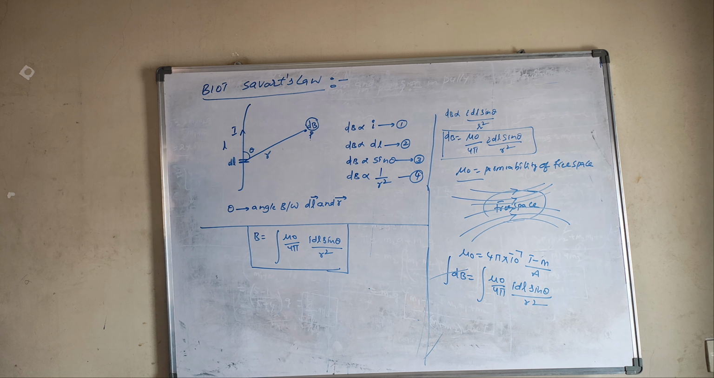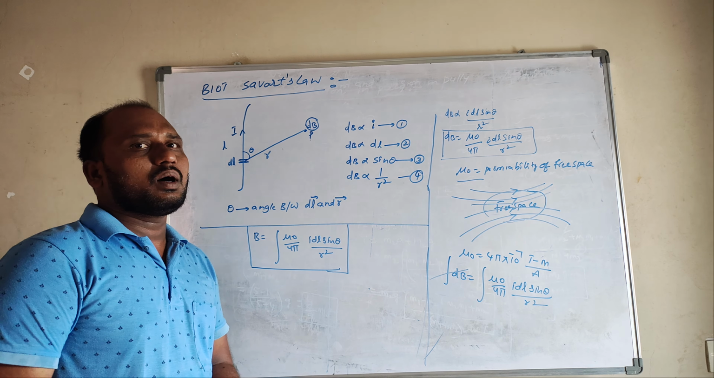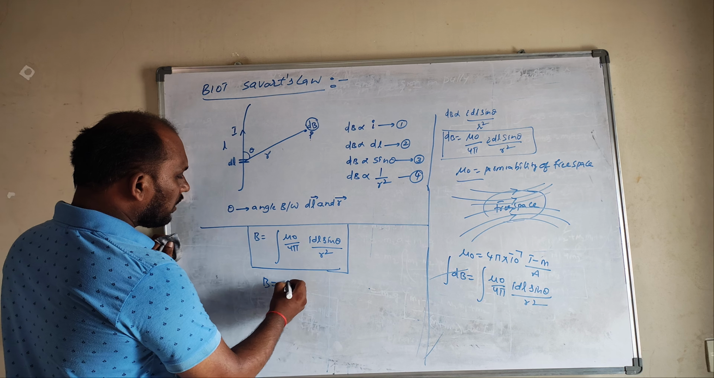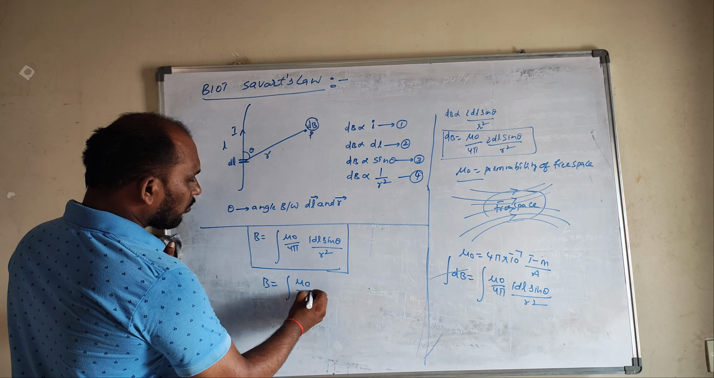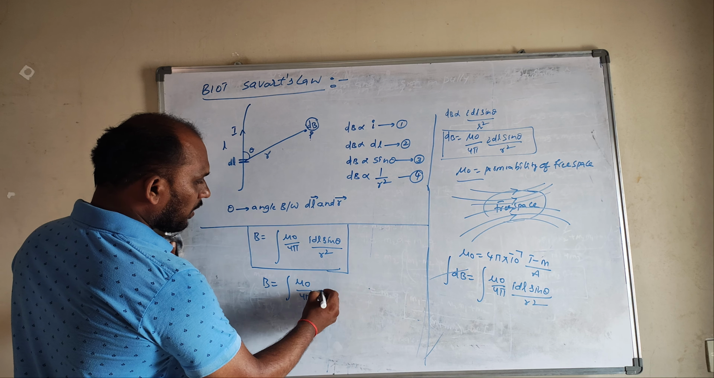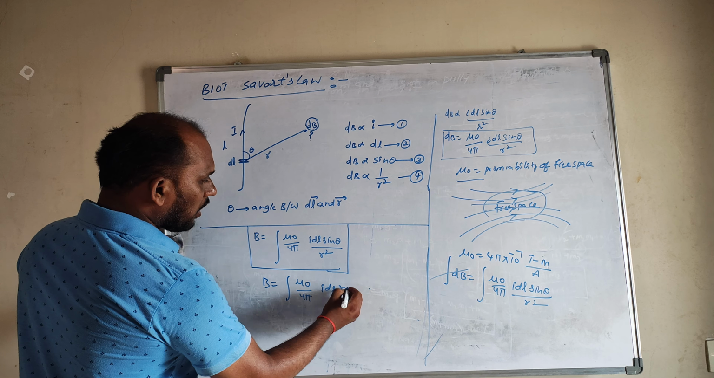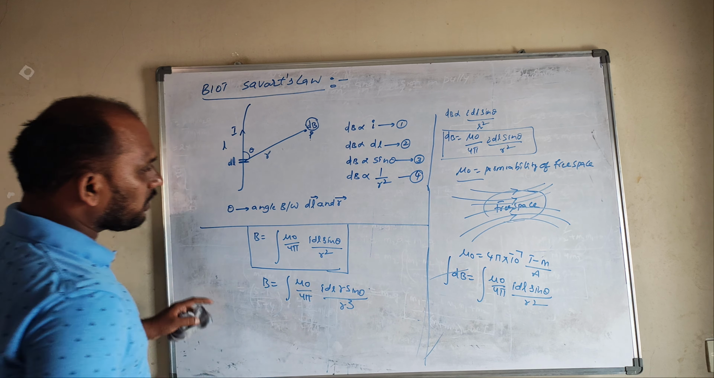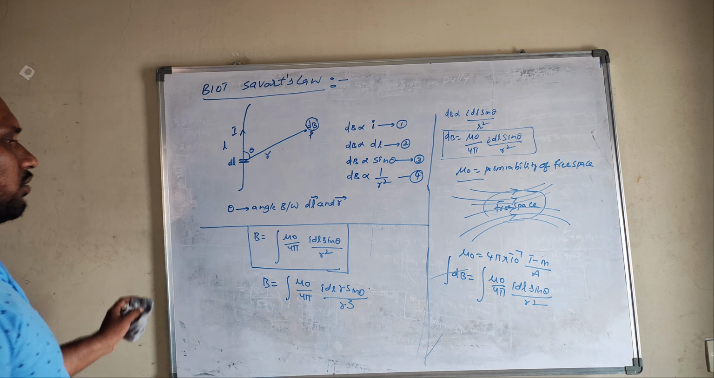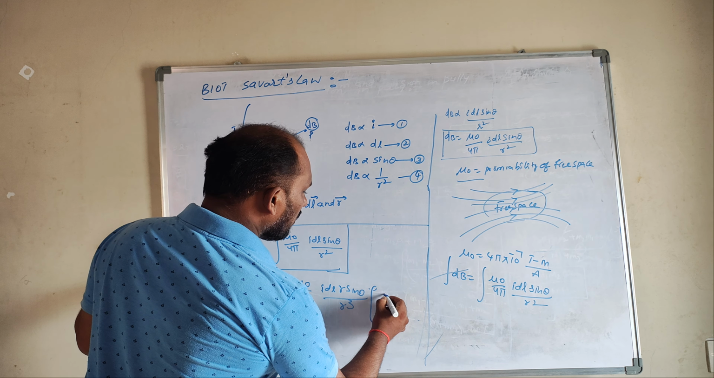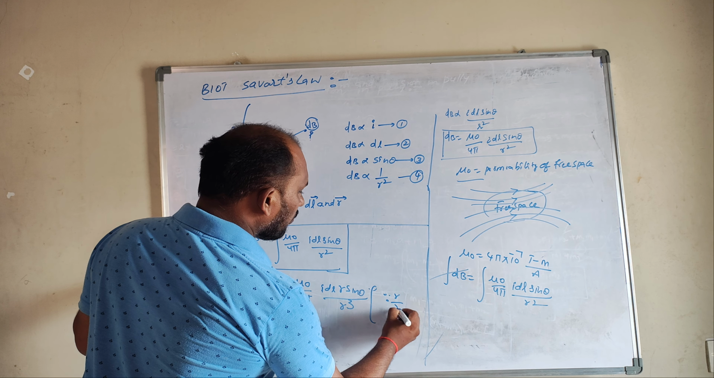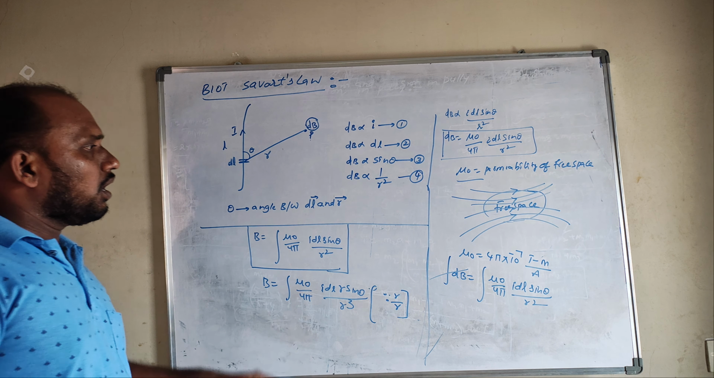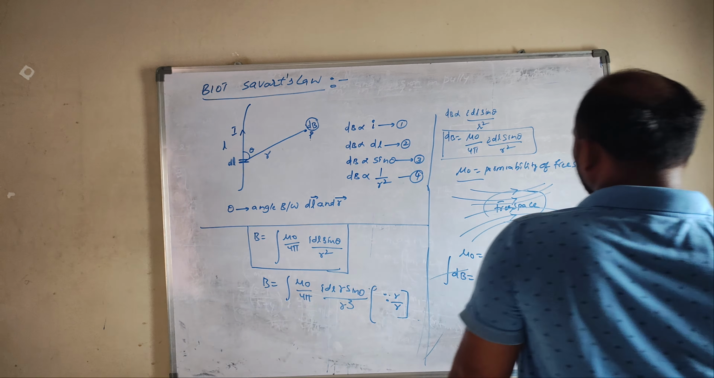Suppose I want Biot-Savart's law in vector form. Simply what I am doing is the integral of mu naught by 4 pi I dl r sin theta by r cube. So what I am doing here is simply multiplying and dividing with r. So both are cancelled. There is no disturbance in the actual formula.